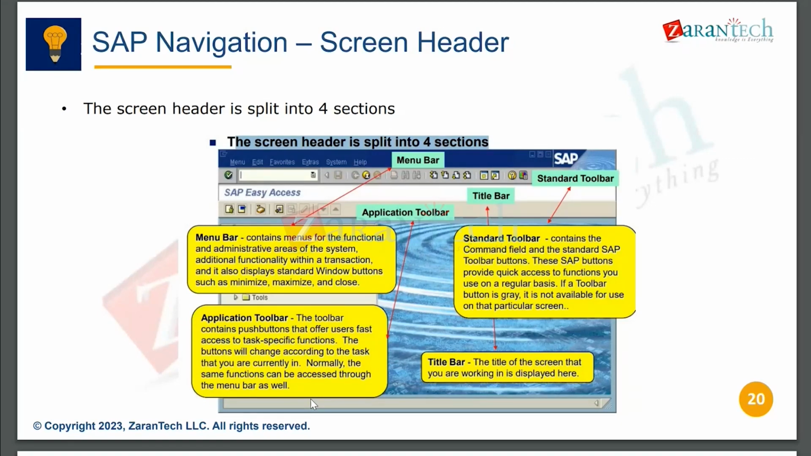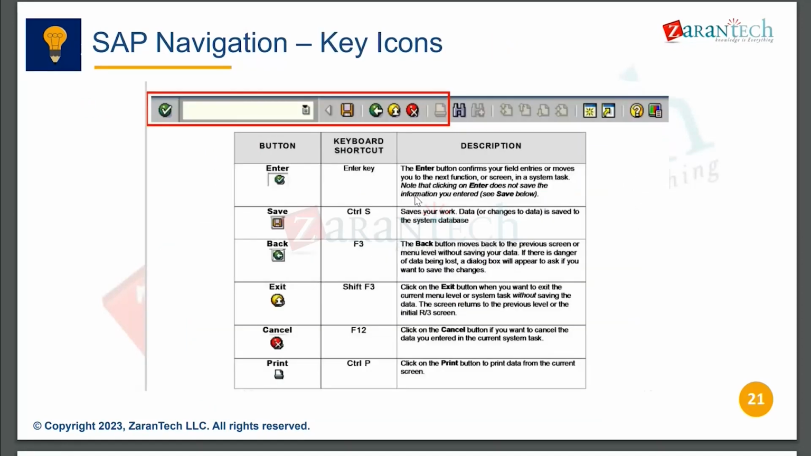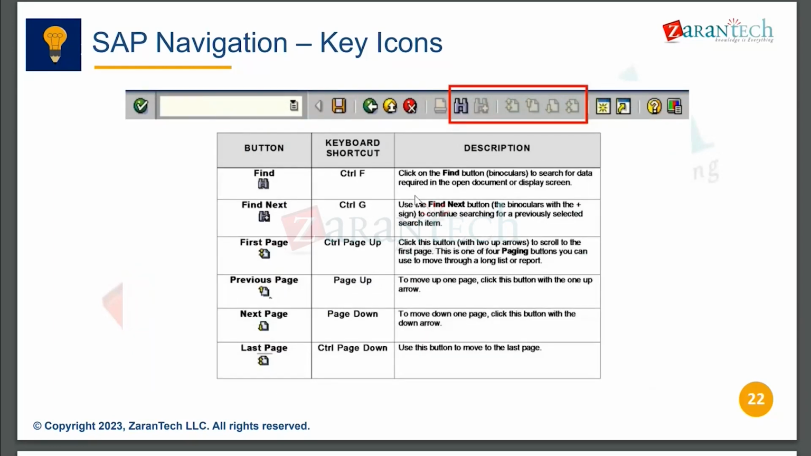And the application toolbar and title bar. For each session, you have one title bar with respect to your transaction. These are the different types of buttons: enter button, save button, back button, exit, cancel, print button. If you want to find something, instead of manually searching, click on the find button, enter it, and SAP can take you directly to it. And whenever you have a print, if you want to see the first page, previous page, next page, to navigate multiple pages, these are the buttons you have.